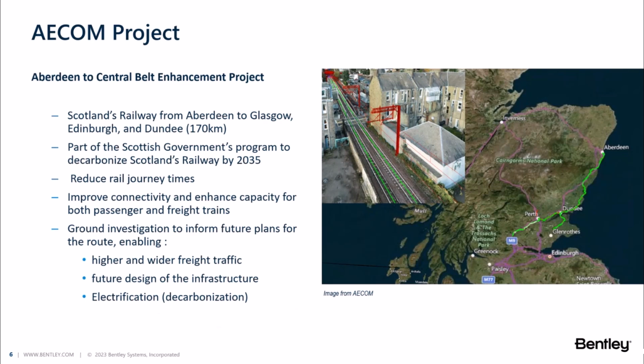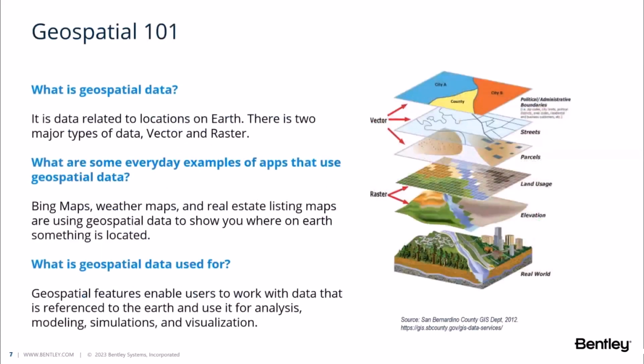Thank you for the introduction of the Aberdeen and Central Belt Enhancement Project and for bringing us to the data that you need for starting your design and planning process. So now let's do a deep dive into the geospatial context. Geospatial data relates to a location on Earth, like we see in this figure. There are two major types of data, the vector and the raster. As an example here, the vector layers represent administrative boundaries, streets, and parcels. For the raster layers, land usage and elevation are represented by a grid.